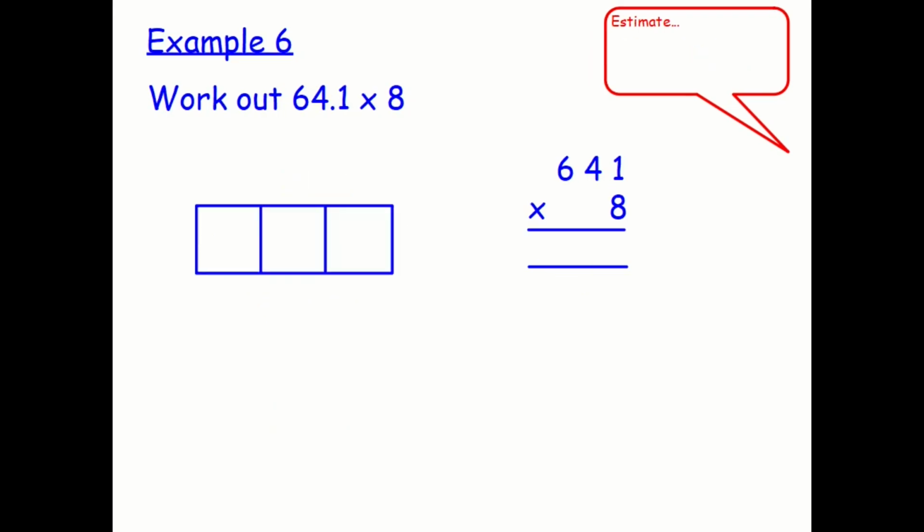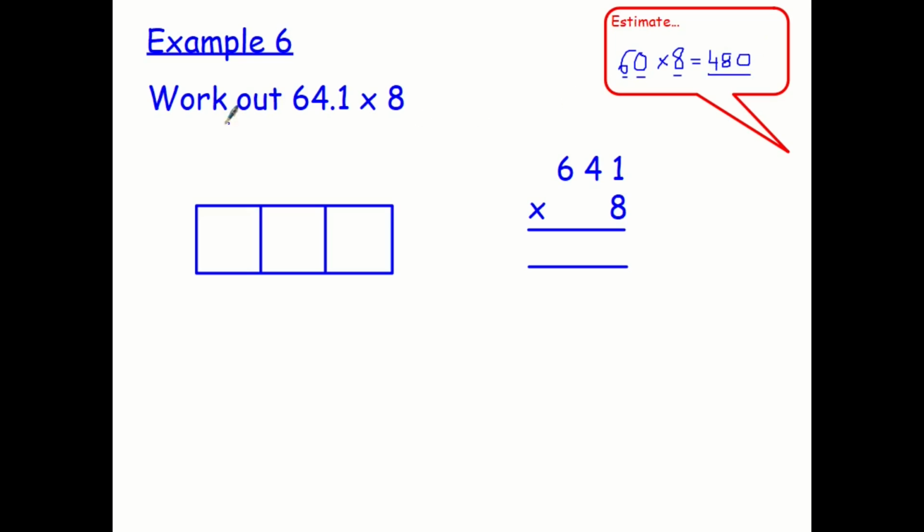Example 6, work out 64.1 multiplied by 8. So again, start off with an estimate, 64.1. I'm just going to say that's 60. And I'm multiplying it by 8. Well, 6 eighths are 48. And then I've got the 0 here, which I put on the end. So my estimate is 480.